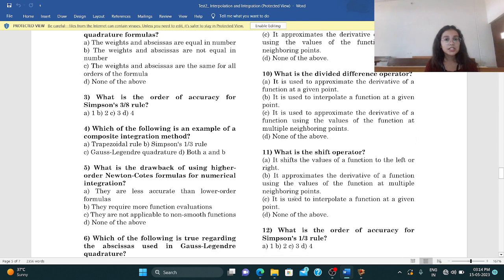Question 3. What is the order of accuracy for Simpson's 3/8 rule? Option A 1, B 2, C 3 and D 4. And the correct option is C, 3.